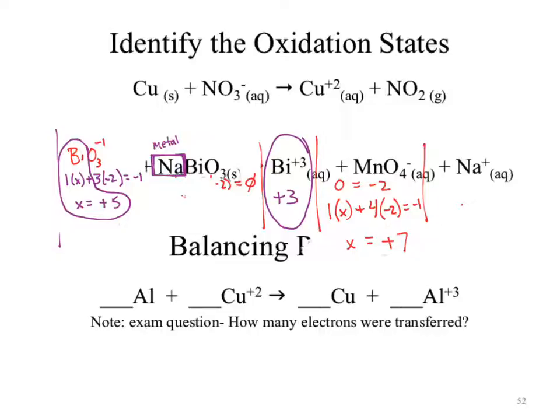Is that the whole LEO says GER thing? That is the whole LEO says GER thing at the next level. We have gained 2 electrons. By gaining 2 electrons, we have done what? Gain electrons, reduction. Okay, reduction. What does that mean it acted as? What kind of agent was it? It was an oxidizing agent.